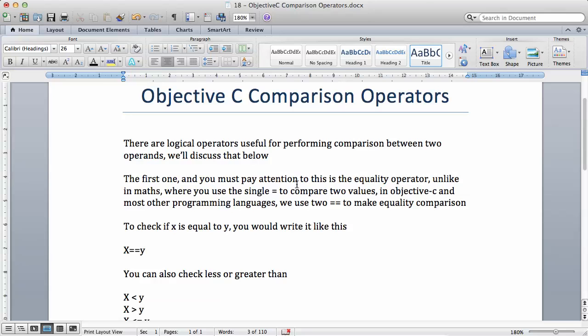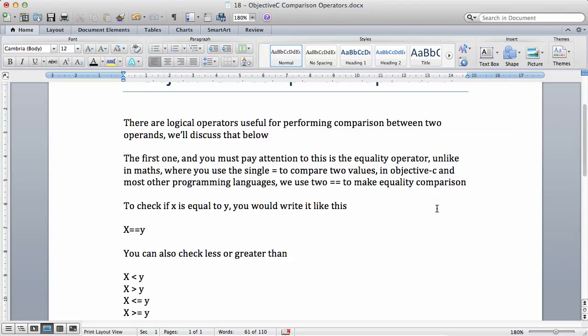The first one, and you must pay attention to this, is the equality operator. Unlike in maths, where you use the single equal sign to compare two values, for example you can say if x equals y, or if x equals y plus z, in Objective-C and most other programming languages we use two equal signs to make an equality comparison. I promise you that you're going to make the mistake of using one equal sign, and you will wonder why your program is giving you the undesired result. You're going to make a mistake, but eventually you'll remember. If you look through your code, you'll realize that you've used a single equal sign rather than two equal signs to compare two operands or two expressions.